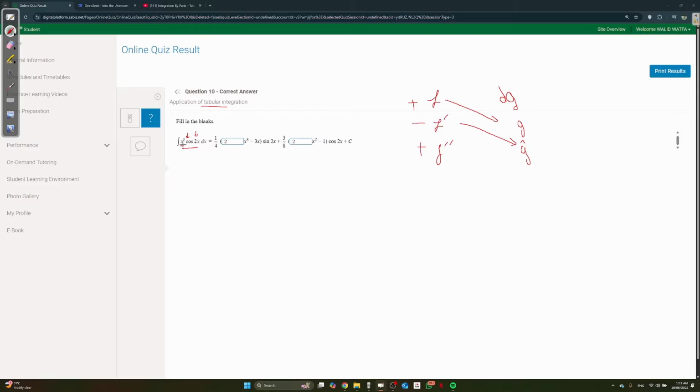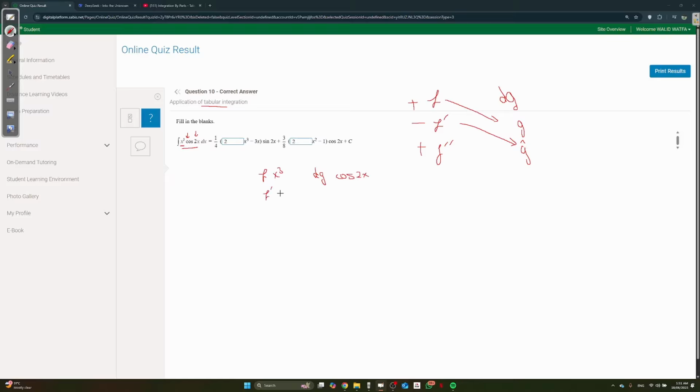But x cubed, at some point you're going to get to the point where you can't derive it anymore, because x cubed will become x squared, then x squared will become x, then x will become 1, and at that point you can't derive anymore. So let's choose our f and our dg. Our f in this case I'm going to take as x cubed, and my dg I'm going to take as cosine 2x.